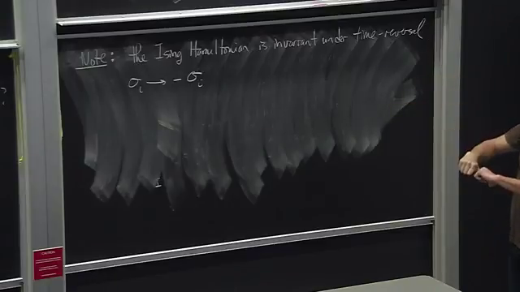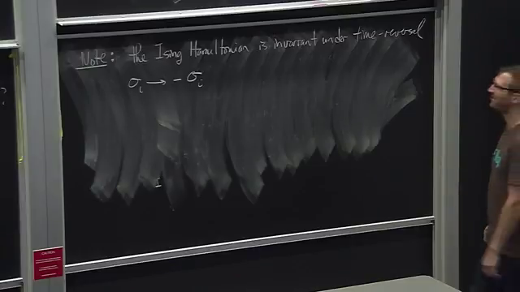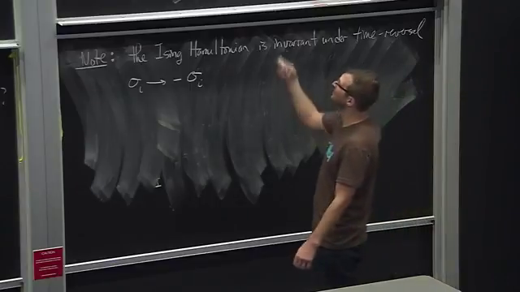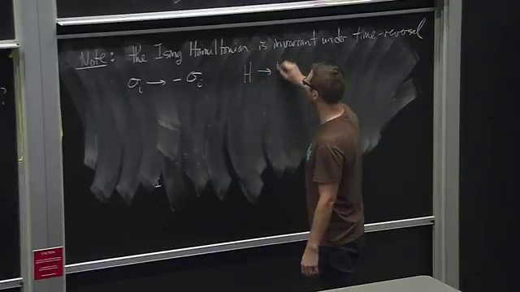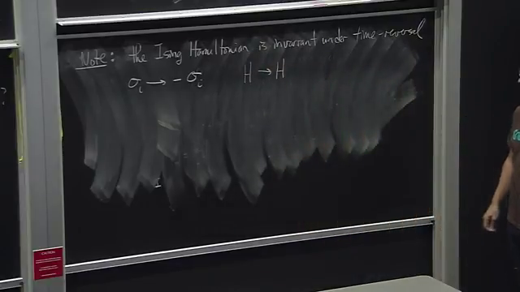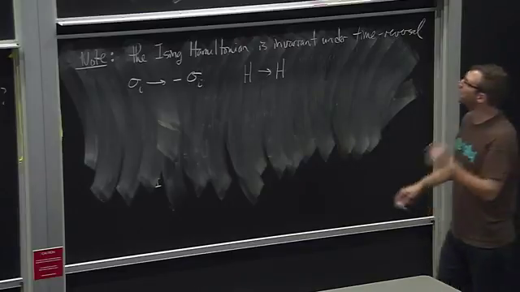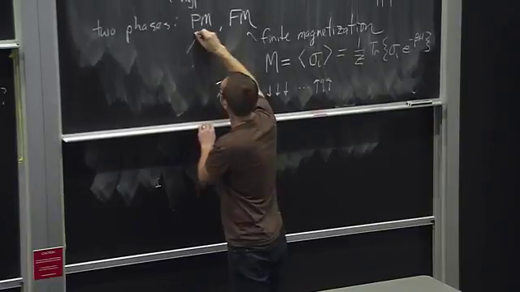a product of two of them, you get two minus signs. Minus times minus equals plus. So that's why that Hamiltonian is invariant under this operation. So H just goes back to H. That's the symmetry of the Hamiltonian. That's the symmetry of the paramagnetic state, which occurs at high temperatures.